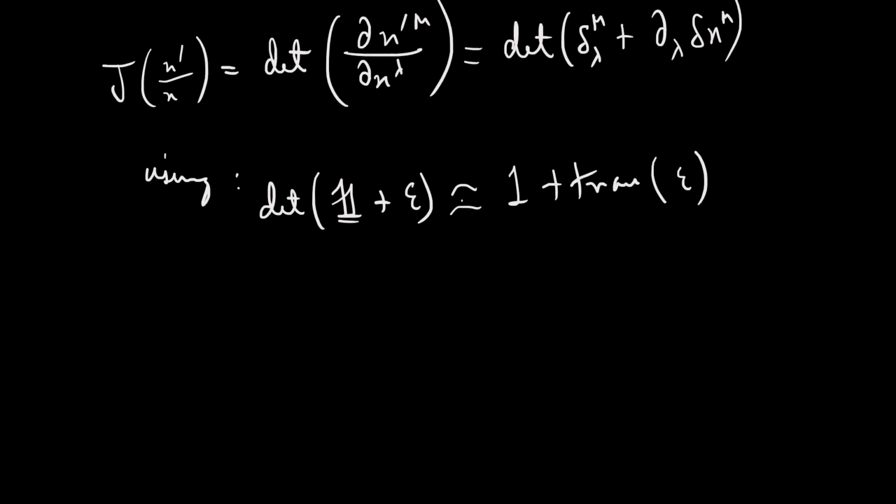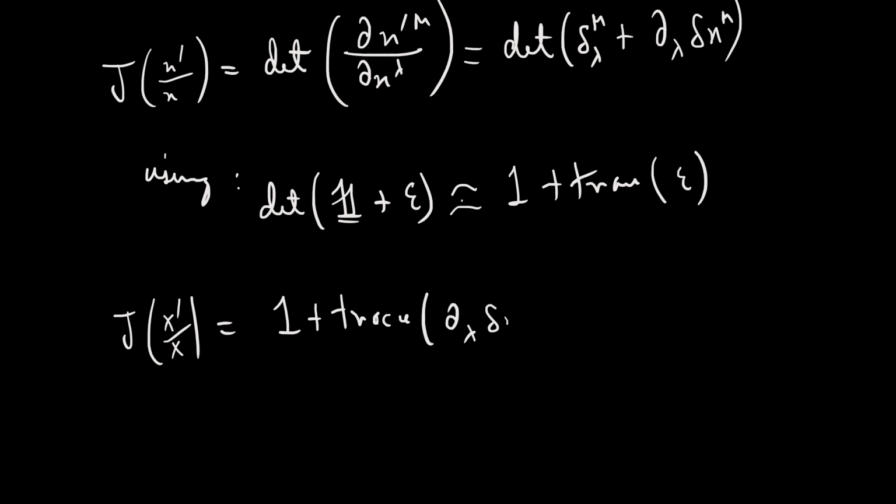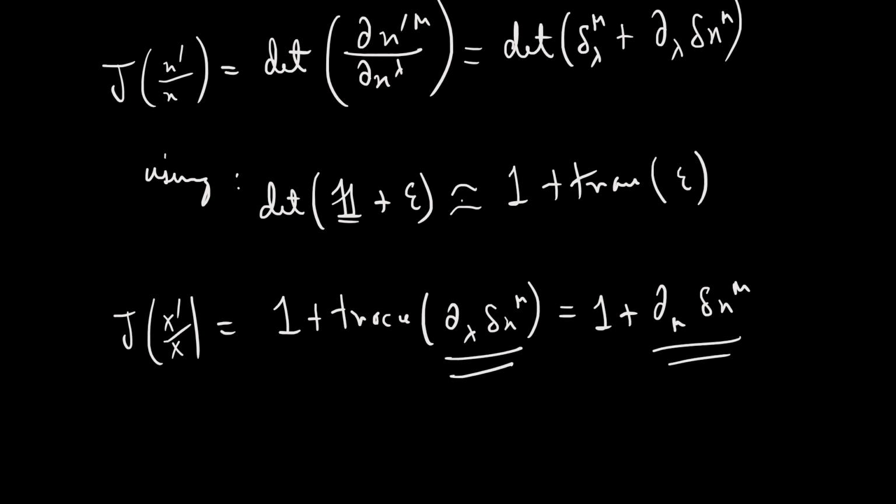So using this formula, we get the Jacobian of x prime by x equals 1 plus the trace of del lambda delta x mu, which equals 1 plus del mu delta x mu. This term comes because we add the diagonal elements of this matrix and use the Einstein summation convention. So we get this term easily.